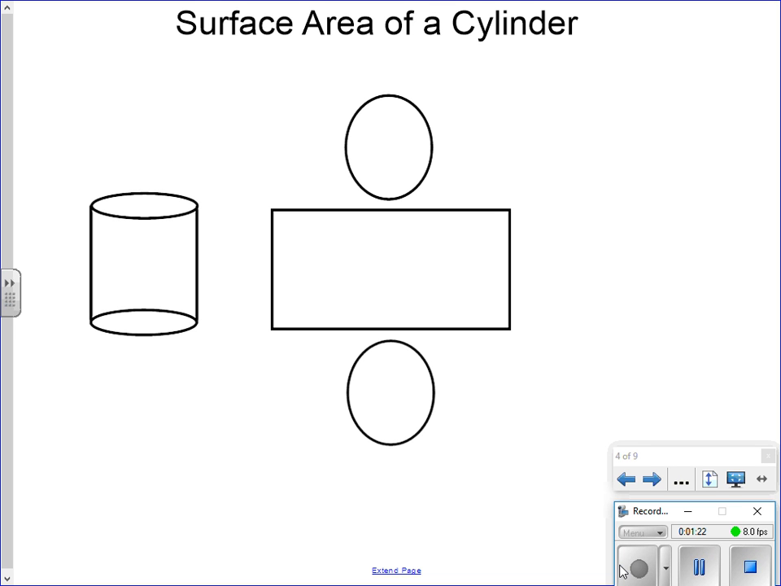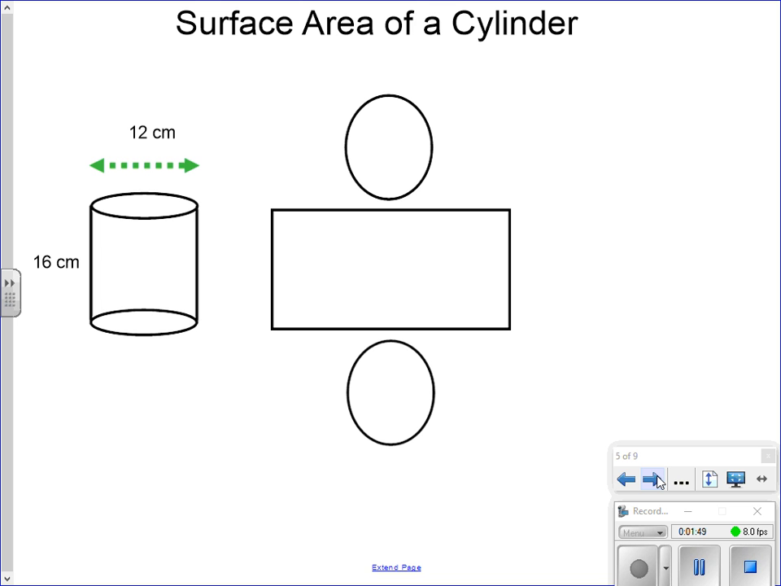In order to find the surface area of this shape, we're going to need to find the area of each of these circles. So this circle and this circle, which you already know how to do using the formula. Area of a circle is pi r squared. And then just find the area of this rectangle. So you would need to know the length and the width and multiply them together to find the area of the rectangular part that makes the side walls of the cylinder. So let's try out a question together.